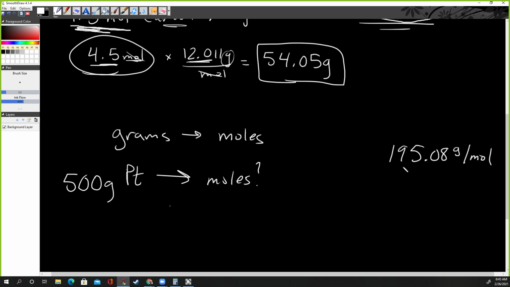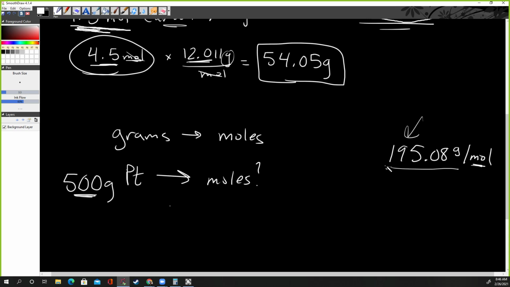I already know that. How do I know that? Because it's not even 200. It's almost 200, right? This number is how many grams there are in every mole. So if I had 2 of these, I'd have almost 400, but I actually have 500. So I already know the answer is going to be 2 something, 2 point something moles, right off the bat without doing any math.